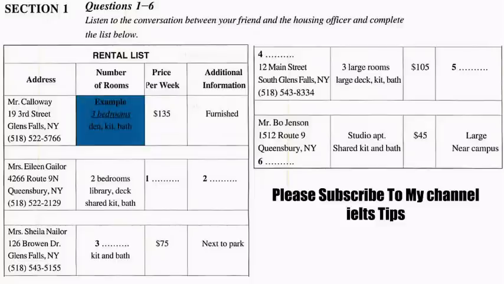Now turn to Section 1 of your booklet. Section 1. You and a friend are looking for a place to live. You have a list of places and go to see a rental agent to check on a number of points. Listen to the conversation between your friend and the rental agent and complete the list. First, you have some time to look at questions 1 to 6 on the housing list.